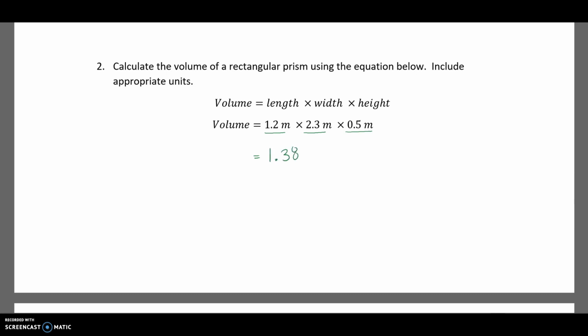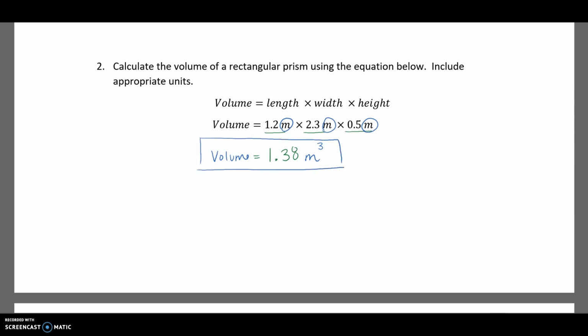And then we'll consider the units. Meters times meters times meters has the units of meters cubed, since meters was multiplied by itself 3 times. So our volume is 1.38 cubic meters.